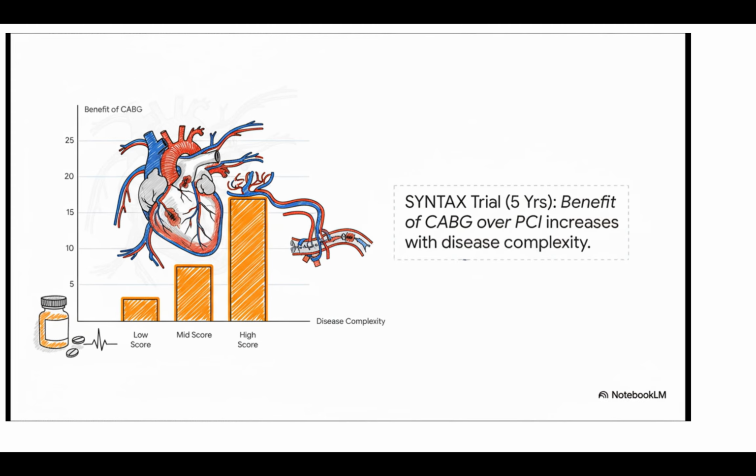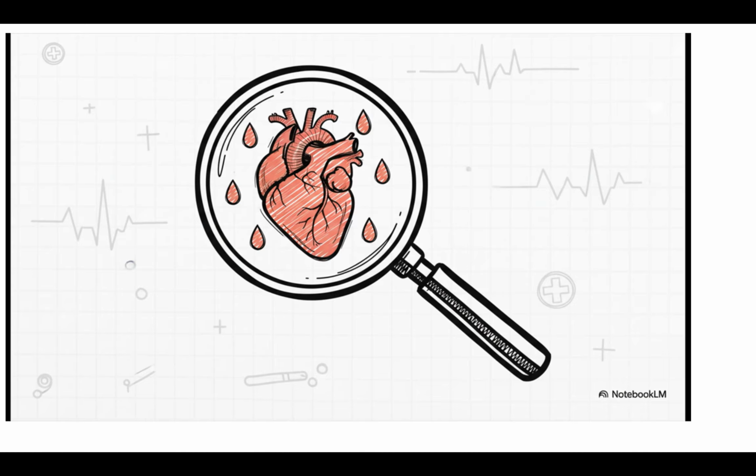And this chart from the SYNTAX trial just lays it all out perfectly. What you're seeing is the rate of major problems like death, stroke, or heart attack after 5 years. For patients with simple blockages, a low SYNTAX score, the outcomes for stents and bypass were pretty much the same. But look what happens as the disease gets more complex. For intermediate and especially for high scores, bypass surgery was significantly better.